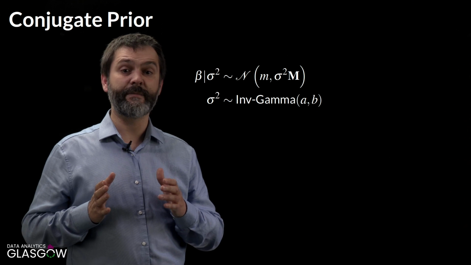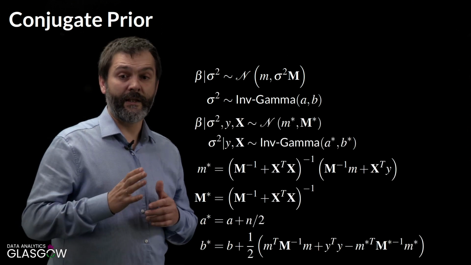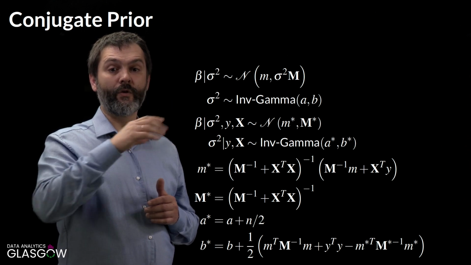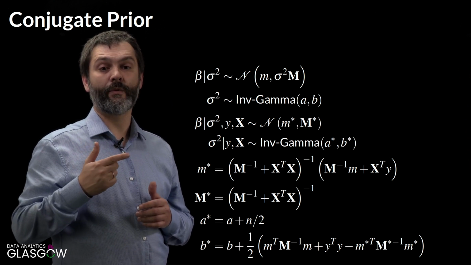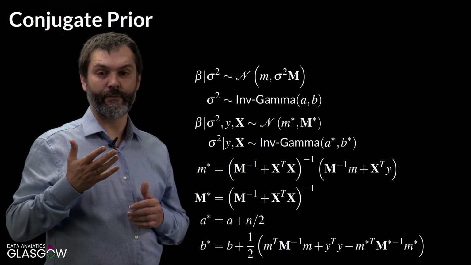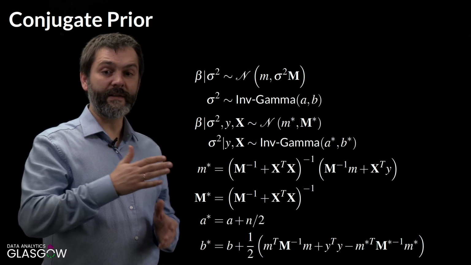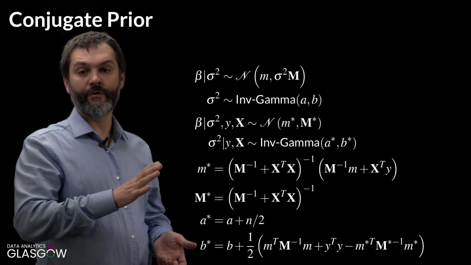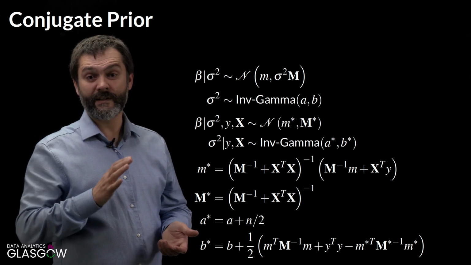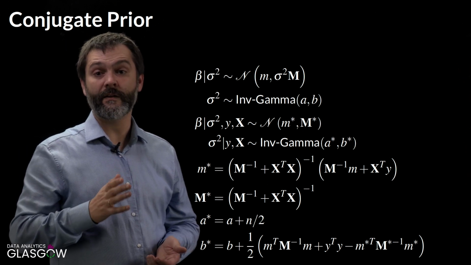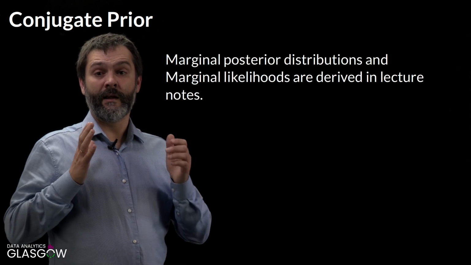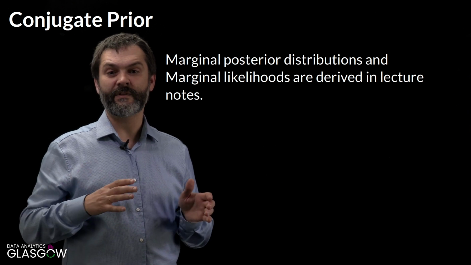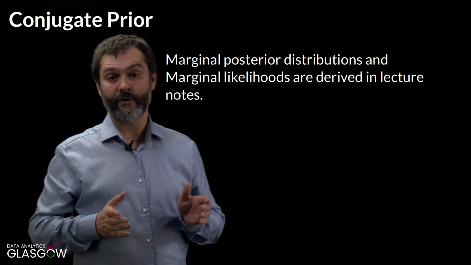In your lecture notes, it is demonstrated that given this prior, the conjugate update will also be normal for beta, and sigma squared is going to be inverse gamma distributed a posteriori with the following parameters. Quite an easy thing to compute using linear algebra in R. So let's see how this works on a practical example, and also we will need marginal posterior distributions and we will need marginal likelihoods sometimes. All of these are derived in your lecture notes.